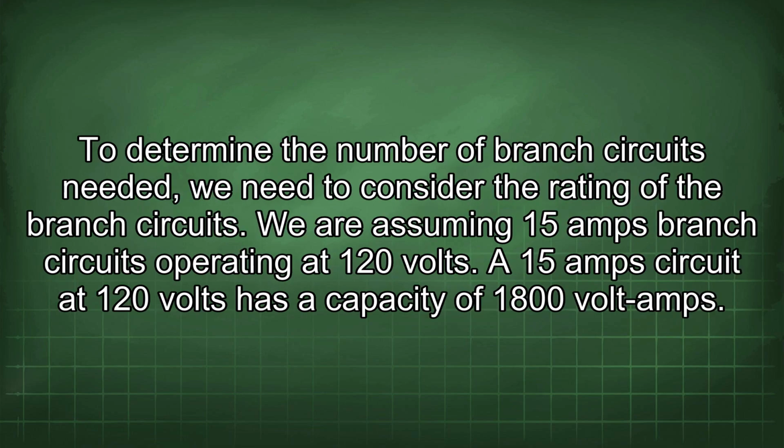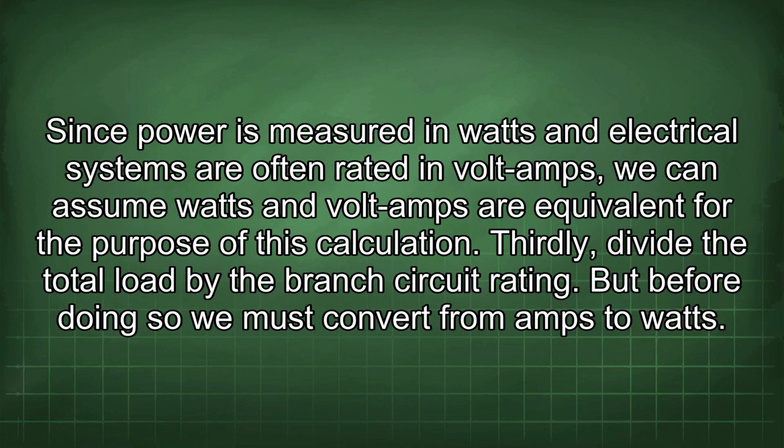To determine the number of branch circuits needed, we need to consider the rating of the branch circuits. We are assuming 15 amp branch circuits operating at 120 volts. A 15 amp circuit at 120 volts has a capacity of 1800 volt amps. Since power is measured in watts and electrical systems are often rated in volt amps, we can assume watts and volt amps are equivalent for the purpose of this calculation.